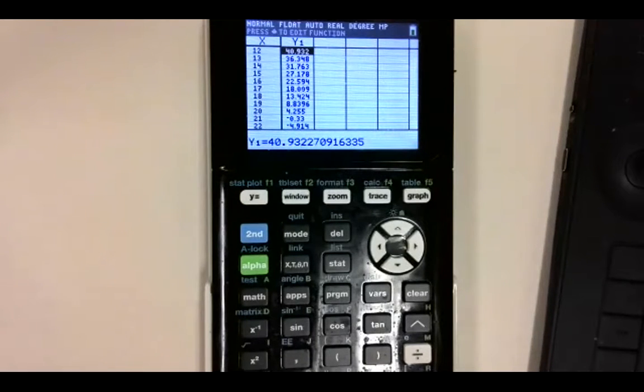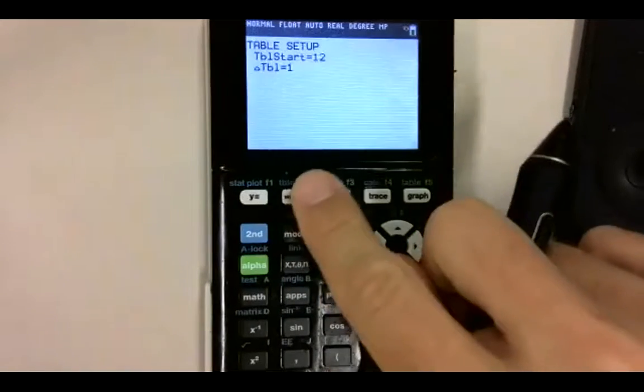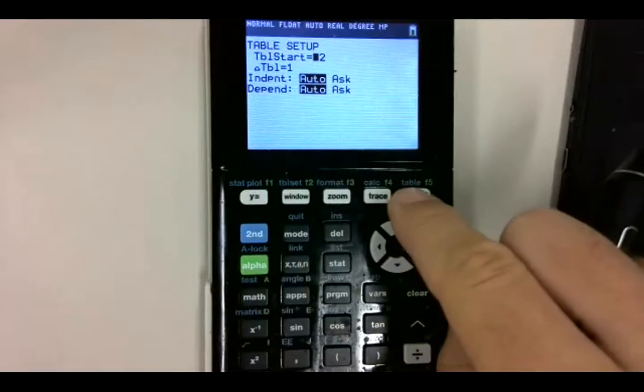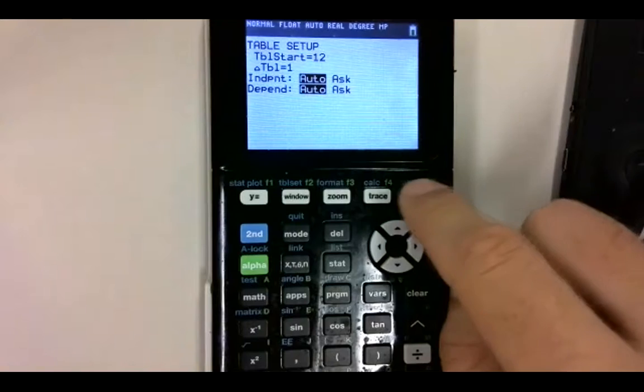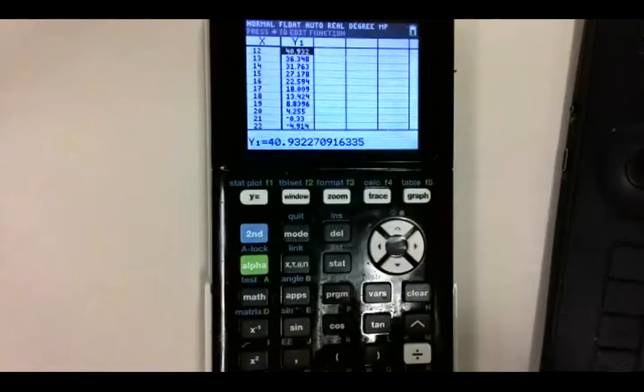How do you get to that table like you're on right now? Yep. So if we want the table set up to make the prediction, we hit second and then window. Do you see up here right above graph how it's in blue? If you ever want a secondary function, you hit second and then graph, and that's how you get to the table.